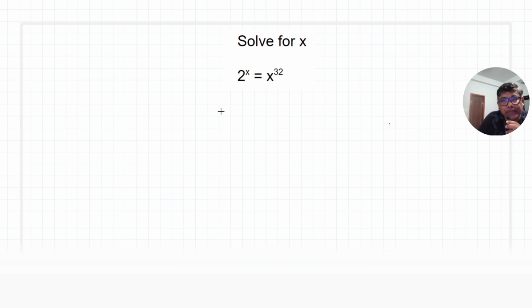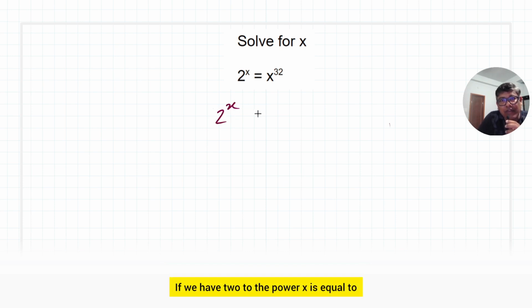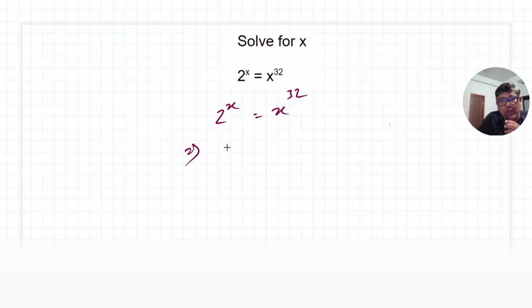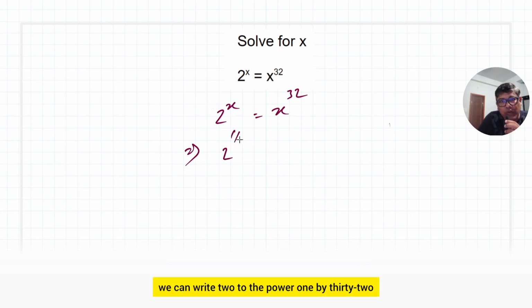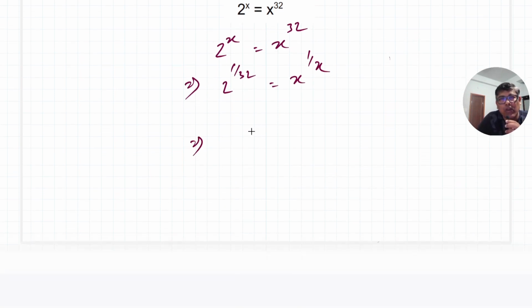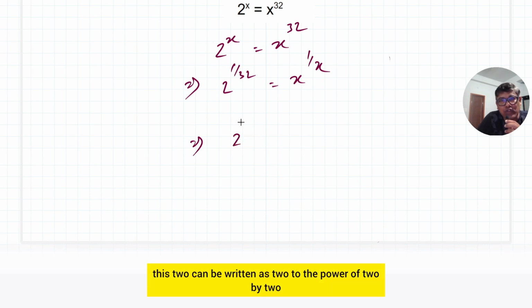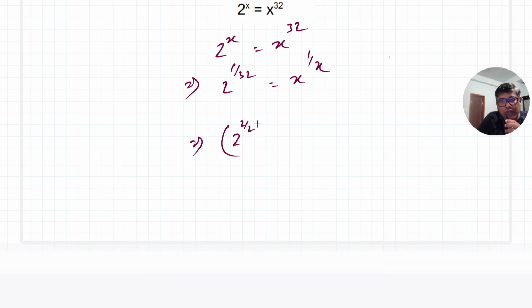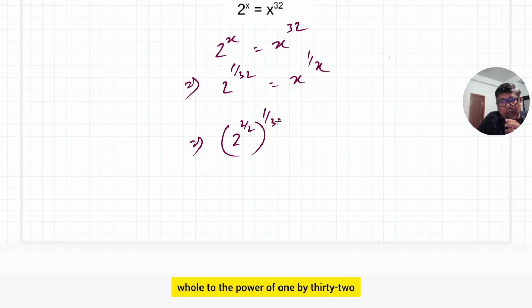Let's start. If we have 2 to the power x is equal to x to the power 32, we can write 2 to the power 1 by 32 is equal to x to the power 1 by x. From here, this 2 can be written as 2 to the power of 2 by 2, whole to the power of 1 by 32. And let me write x to the power of 1 by x as it is.